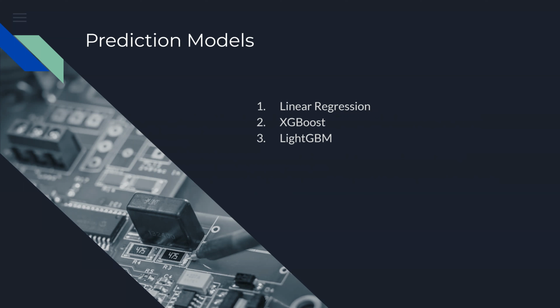LightGBM is also a machine learning algorithm that creates trained models by merging prediction models such as decision trees. Using the leaf-wise tree development strategy, it is intended to be quicker and more memory efficient than the existing gradient boosting algorithms.